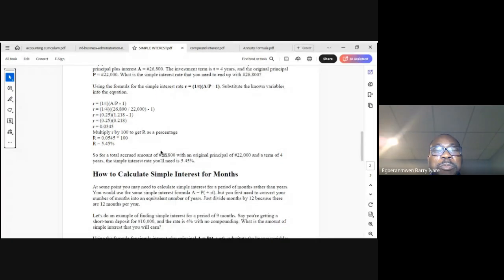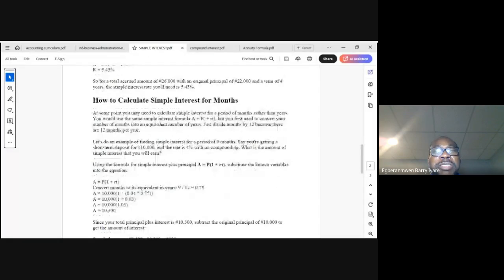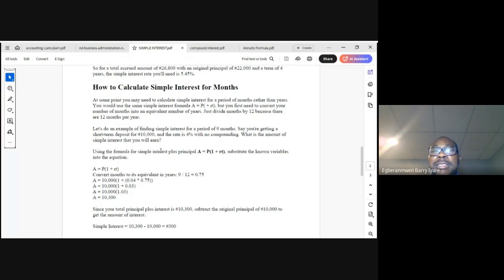Okay, so we'll continue. Now, what we just did was calculating simple interest for years. Now, what if we are given simple interest for months? What do we do? Let's take an example to make it clearer for us.